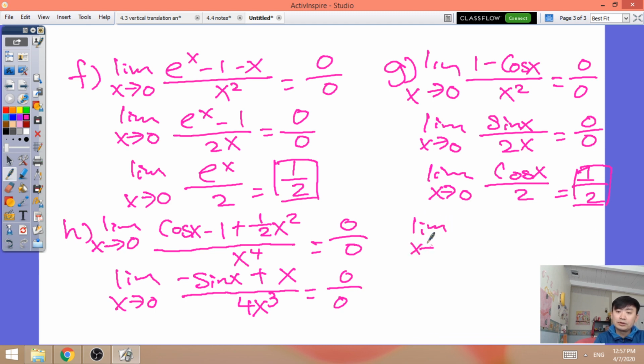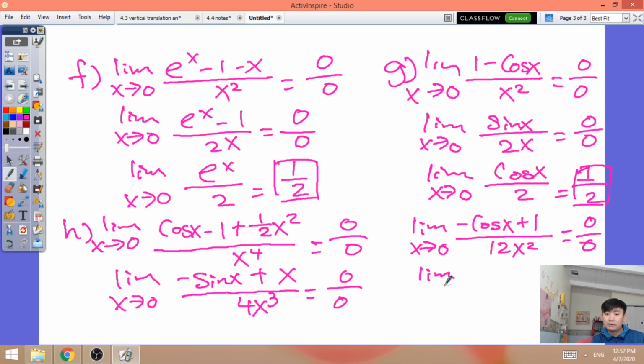So limit, x goes to 0, derivative of negative sine x, so we do have negative cosine x. Derivative of x, so that's 1. And then derivative of 4x to the power of 3, so we do have 12x squared. And looks like it's going to be 0 over 0 again. So negative cosine of 0, so negative 1 plus 1, so that's nothing. So 0 down the bottom. So we need to take the derivative one more time. So just keep taking it over and over again.